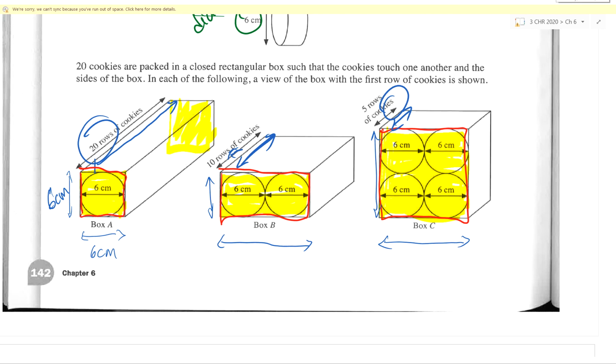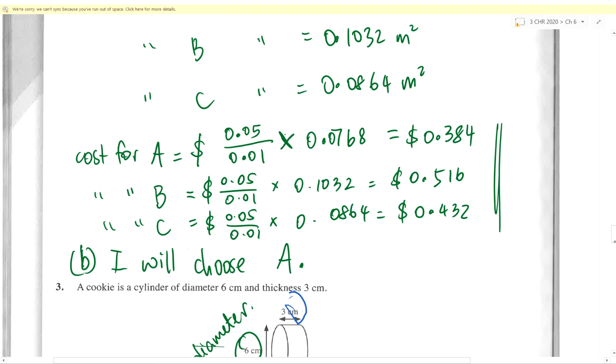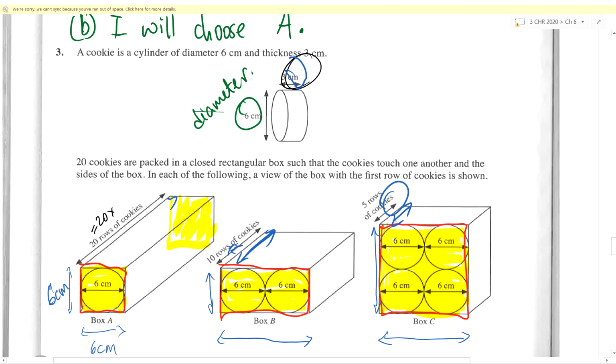Right, so in box A, we saw that the length was 6 cm, and the height over here is also 6 cm, because that is the diameter of the cookie. Now there are 20 rows of cookies, so we need the final distance over here. This will give us 20 multiplied by the thickness of each cookie, which is given to be 3 cm. So 20 times 3, we get 60 cm. Here we have the three required dimensions. Do you have this in your diagram? Okay, you should have this.